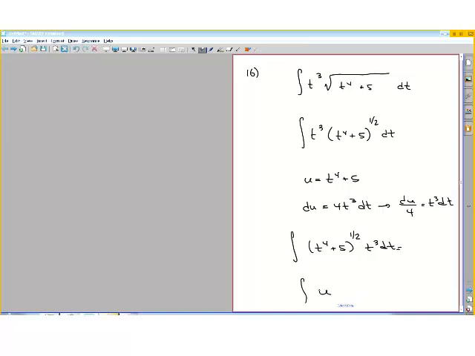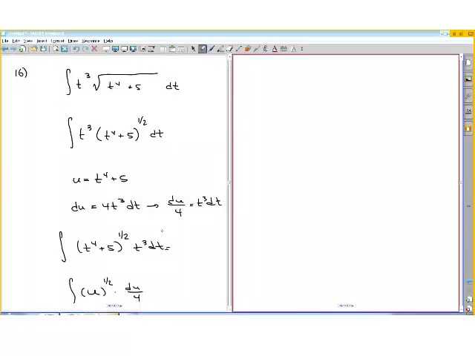So the term in the parentheses is u. Actually, no, we get u is this, so we get u to the 1/2 times, instead of t cubed dt, we have du divided by 4. So then you can factor out the 1/4. So you get 1/4 the integral of u to the 1/2 du. I'm going to alternate this. We'll do some of them where we multiply and divide by the same number, and some where we solve for what we do have. So this is the second way.